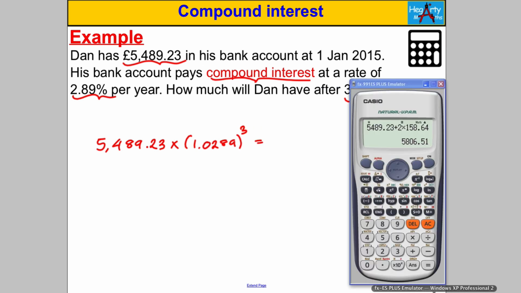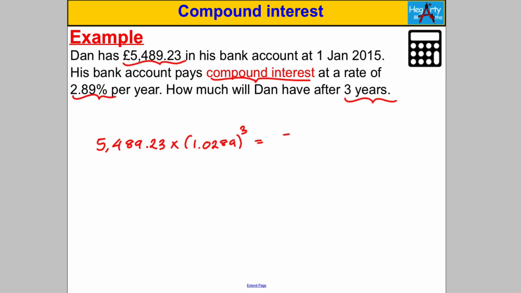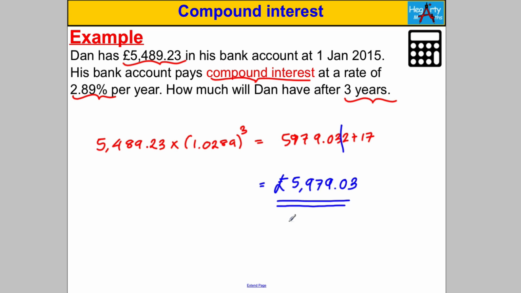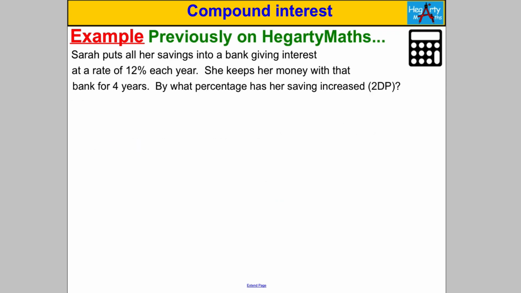So you go and get your calculator out and you press 5489.23 multiplied by brackets 1.0289 to the power of 3, and there you go, you get the following answer: 5979.032717, and we're going to round to 2dp because it's money, and say that Dan has at the end of it £5,979.03, and there you go, a nice straightforward compound interest problem. Let's try another one. Pause the video and have a go.